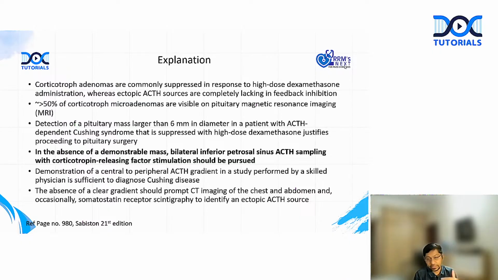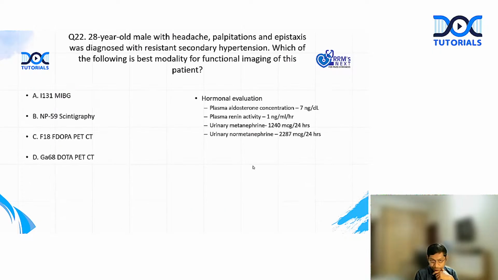So you need to do a central to peripheral gradient, and if you don't have an adequate gradient along with a lack of suppression on a high dose dexamethasone suppression test, then that indicates basically an ectopic source of ACTH dependent Cushing's syndrome. So here usually we do a gallium-68 PET CT to look for an ectopic ACTH source. Okay, let's look at this question.